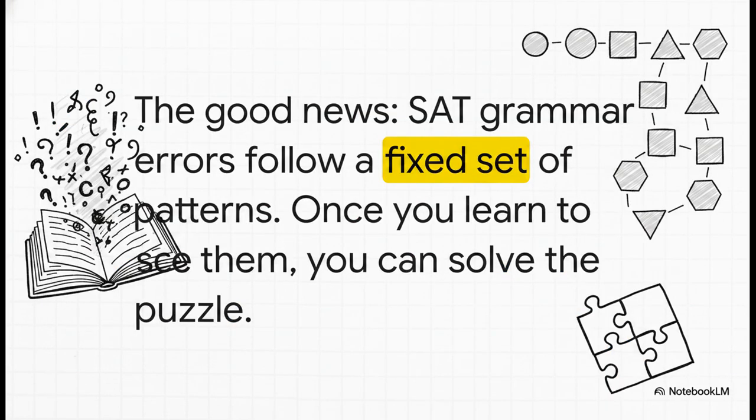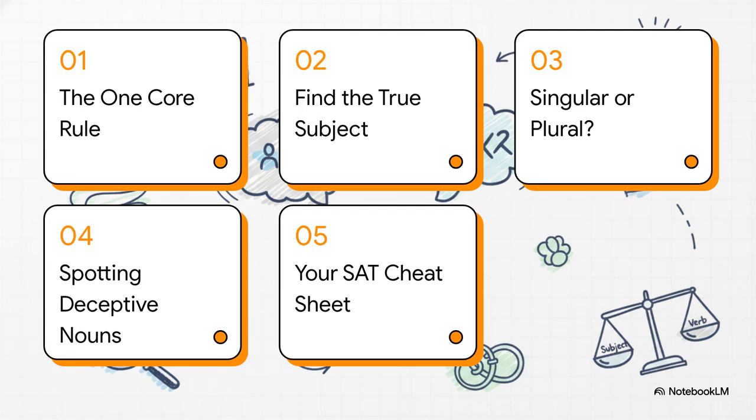But here's the good news, and this is super important. The SAT isn't really a test of how well you know every single grammar rule ever written. It's a pattern recognition game. The mistakes, especially for subject-verb agreement, follow a very fixed, predictable set of patterns. Once you learn to see the patterns, you can solve the puzzle. It's that simple.